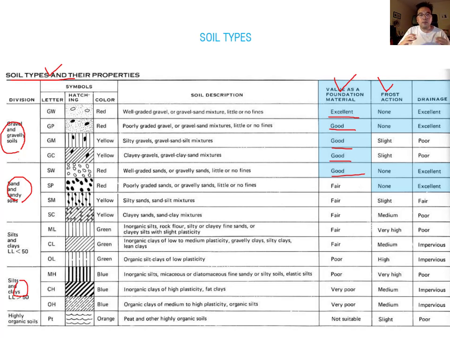Your foundation has to be designed over a good value as a foundation material, as shown in this table. Okay.